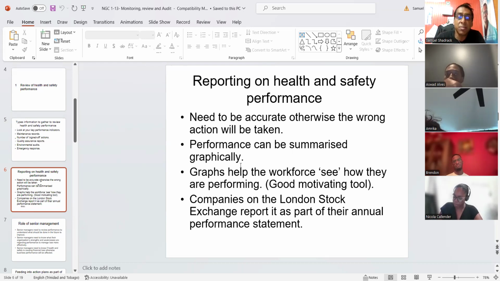Performance can be summarized graphically, and you may remember that from your secondary school, if you all did SDAs and stuff. And if you move on to the degree next year, part of the degree is a project, and you do have to put pie charts and bar charts and stuff in it, right? So graphs help the workforce see how they are performing. It's a good motivating tool. Companies around the world, not just the London Stock Exchange, report it as part of the annual performance statement, right?